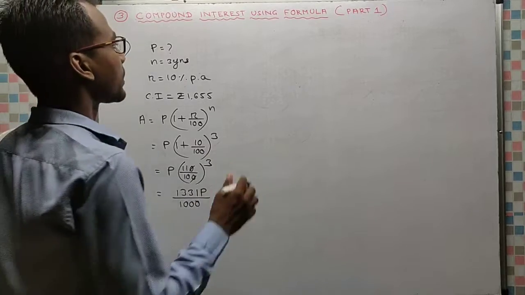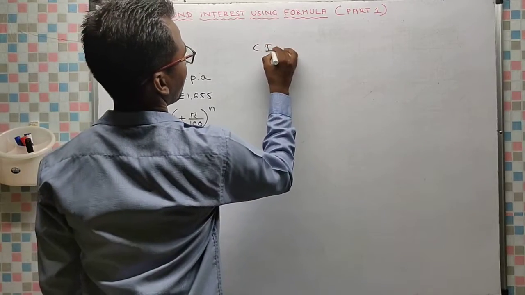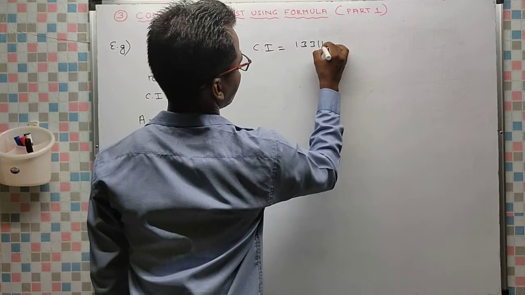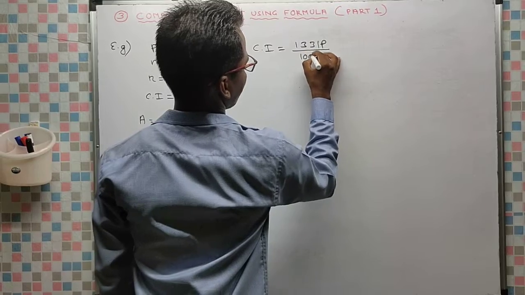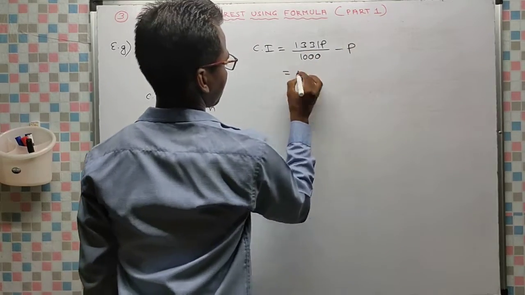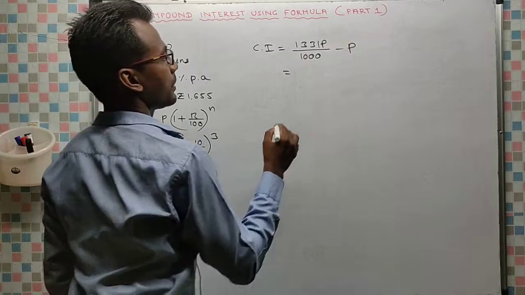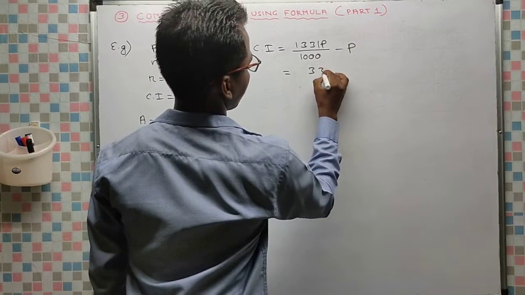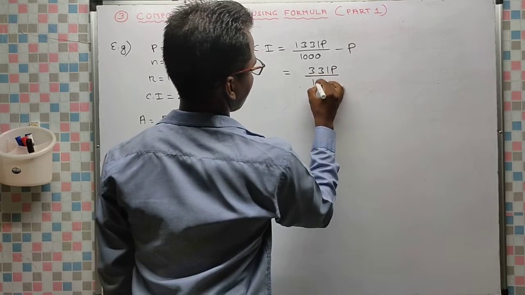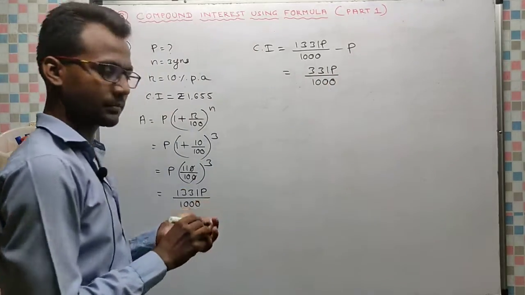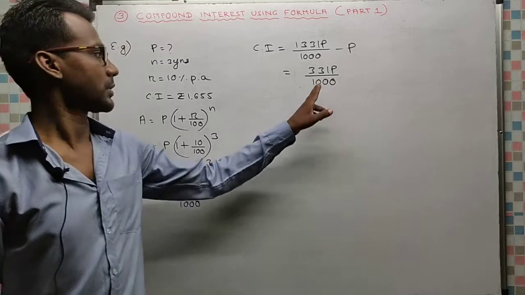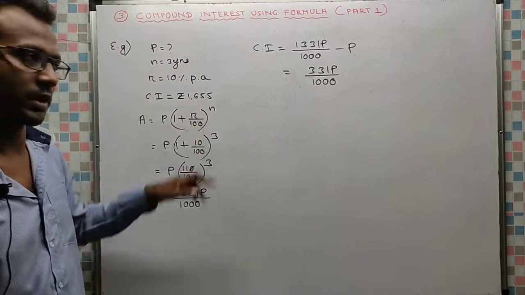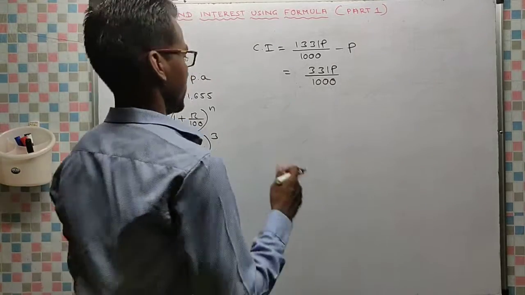Now let us go for compound interest. Amount minus principal. Amount is 1331 P by 1000 minus P. This is principal. So on taking LCM, you will get 331 P by 1000. This is the compound interest, and this is equal to 1655. So on equating we will get P.